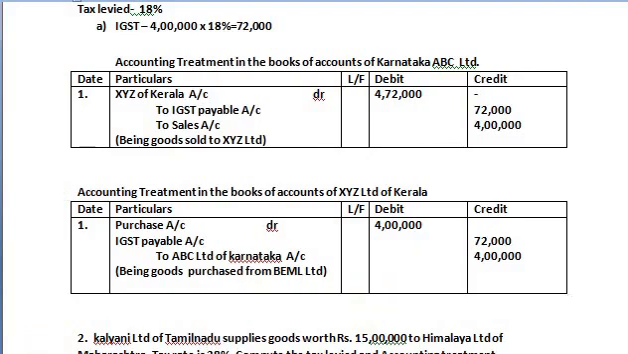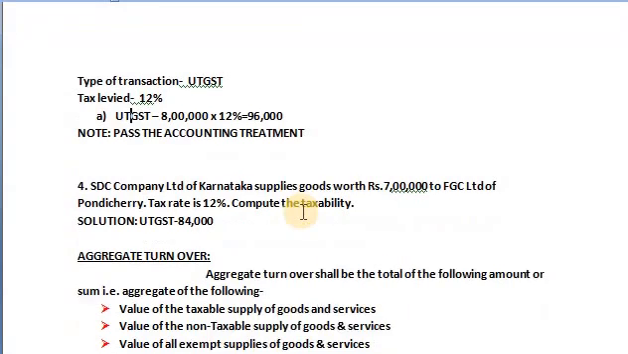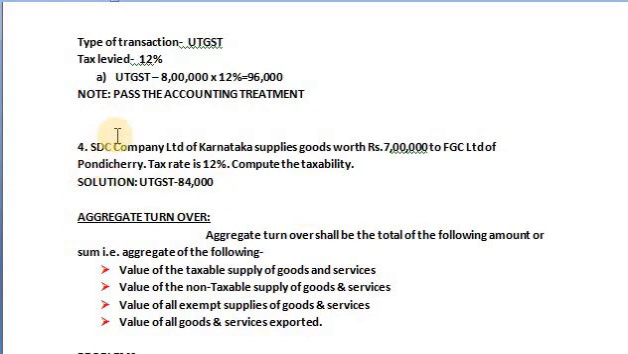I think the amount is not given properly, it is not typed. Actually here it should be UTGST. UTGST is 8 lakhs into 12%, 96,000. And I want you all to pass the accounting treatment. Clear? Fourth problem. SDC Limited of Karnataka supplies goods worth rupees 7 lakhs to FGC Limited of Pondicherry. Tax rate is 12%. Compute the taxability and accounting treatment.